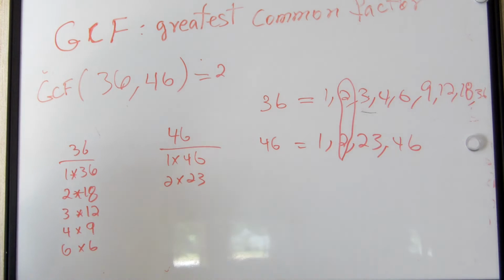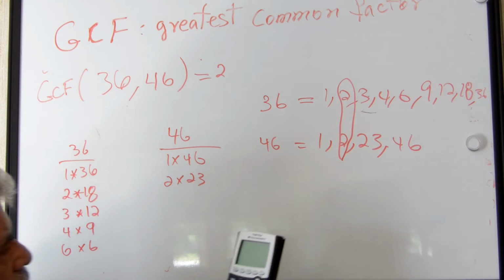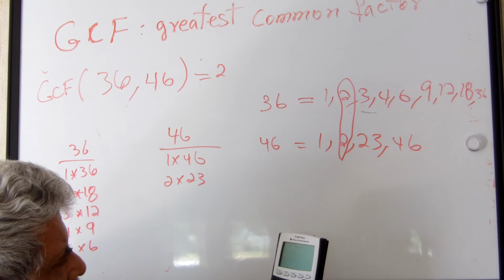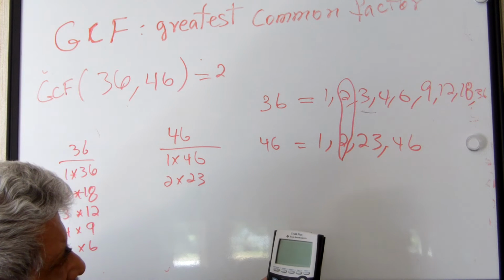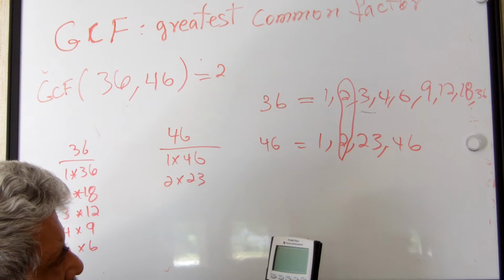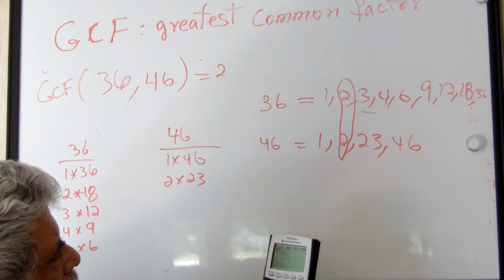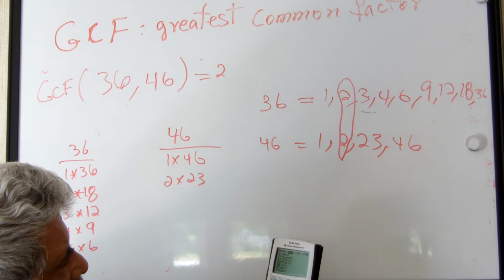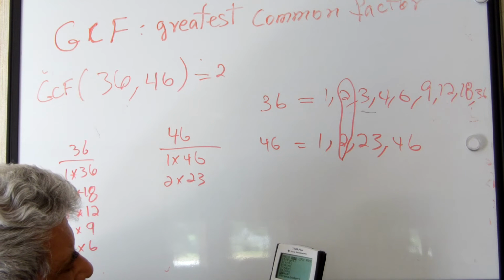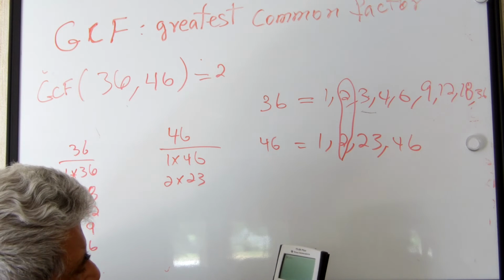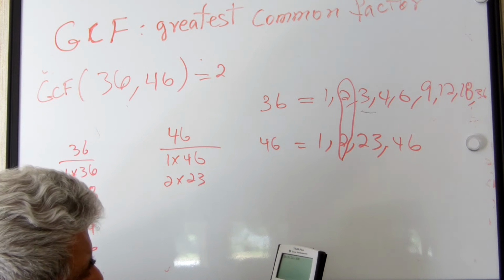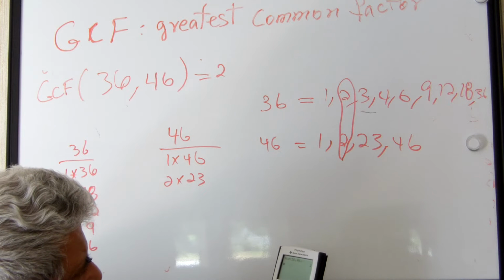See what you do, as we talked about earlier, in the calculator here, turn this on, clear, and then we write, we say math, num, and then bring down the cursor to GCD, which is the same as GCF, and then you write those two numbers. You say 36, comma, 46 is 2.